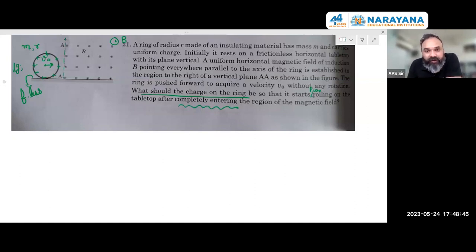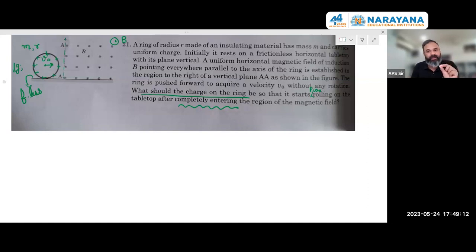If this condition is given, can we find out the charge on the ring? That is my question. So let us see how, and remember, in this question, there's an assumption. You have to ignore the electromagnetic induction. It is given that we ignore the electromagnetic induction, because when it enters, the flux will change, and because of the change of flux, the induced EMF has to be neglected.